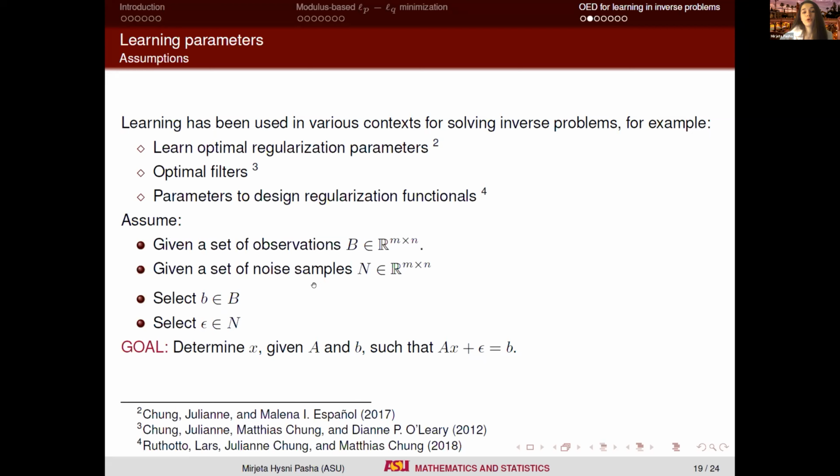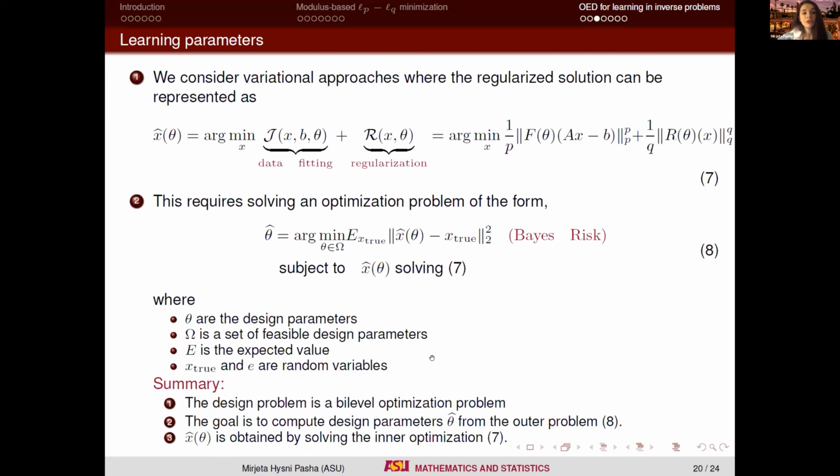So given a set of observations and also a set of noise samples, if we select only one of these, just to show that we have to solve an inverse problem, then the problem that we have to solve is this one. So given B and A, we have to determine that solution. In this learning approach, we consider variational approaches that can be written in this form, and I want to show that.